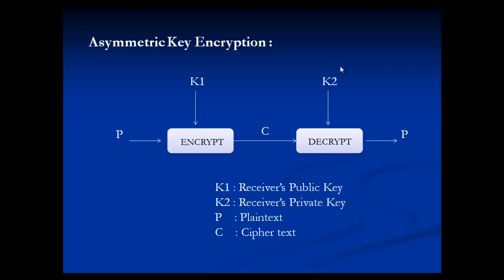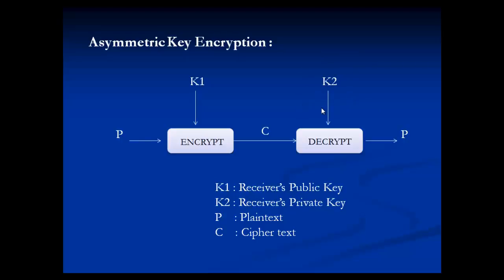Coming to asymmetric key encryption, this is very similar to symmetric key encryption, whereas the keys that are used are different for encryption and decryption. The sender encrypts the plain text using some key K1 and sends the ciphertext to the destination, and the destination, in order to decrypt the message, uses some other key.